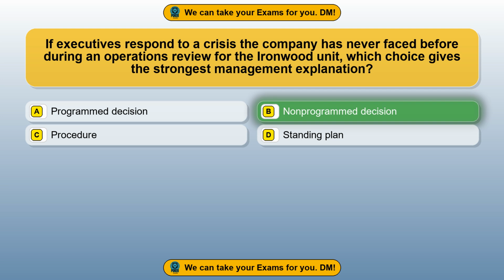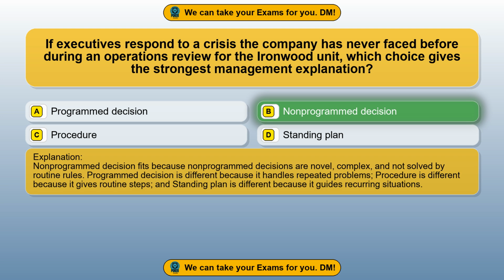Non-program decision. Non-program decision fits because non-program decisions are novel, complex, and not solved by routine rules. Program decision is different because it handles repeated problems, procedure is different because it gives routine steps, and standing plan is different because it guides recurring situations.